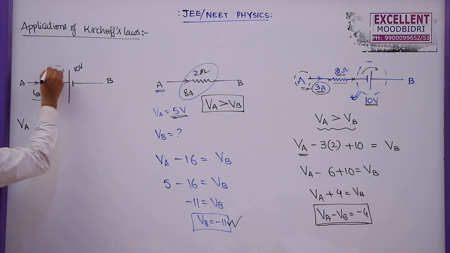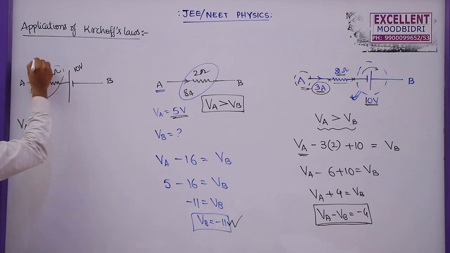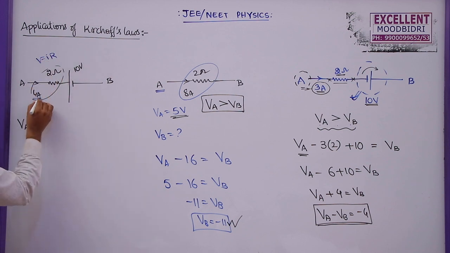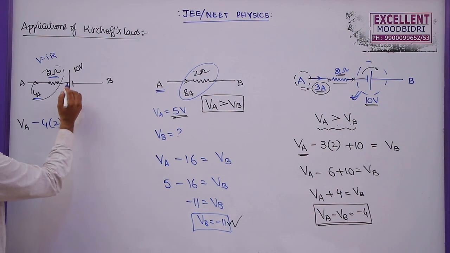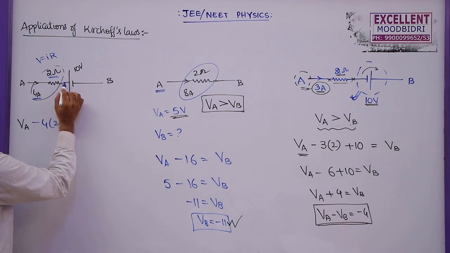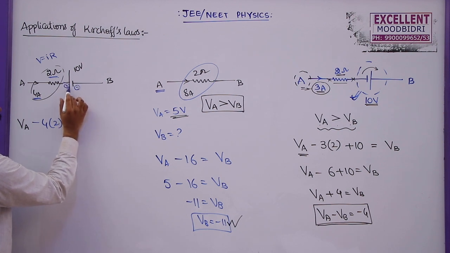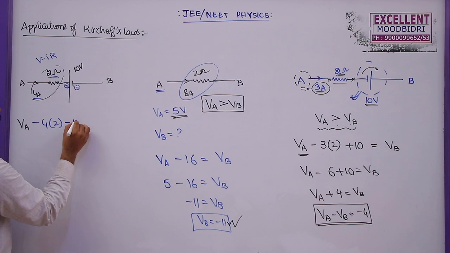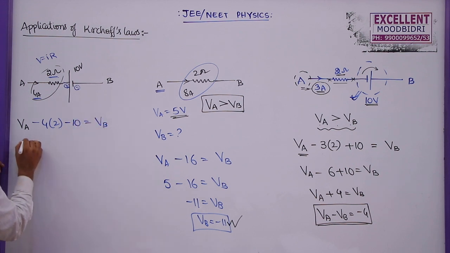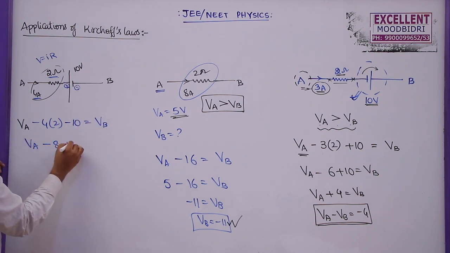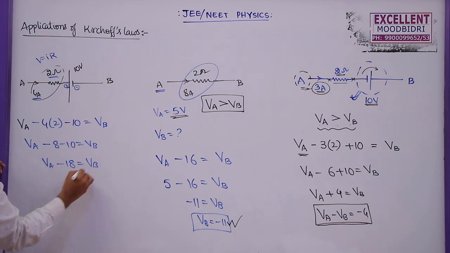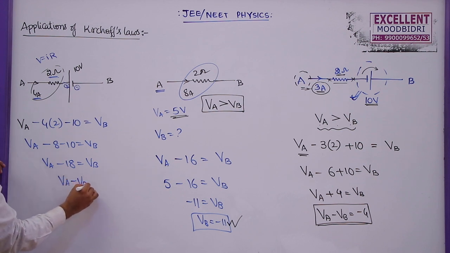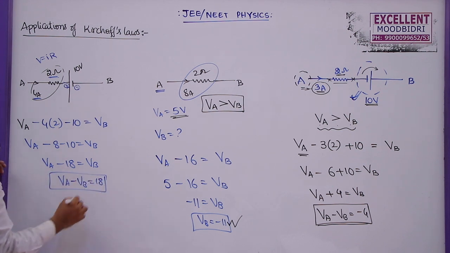The potential drop due to this one is 4 amperes. Potential drop is equal to current into resistance. This is current, this is resistance. 4 2s are 8. Then here as we are jumping, that means current is jumping from positive terminal to negative. So finally the potential here should be taken as negative. So minus 10 is equal to VB. So VA minus 8 minus 10 is VB. VA minus 18 is equal to VB. So here VA minus VB is equal to 18.